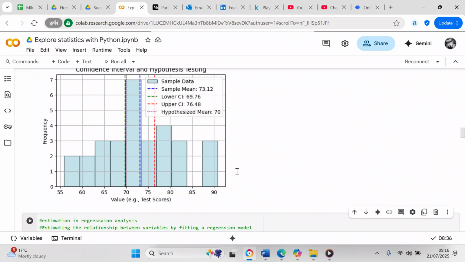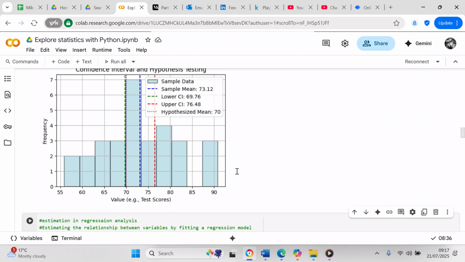So this is the graph that it makes. It says confidence interval and hypothesis testing. You see that the blue bars are your sample data. The sample mean is in blue and it's 73.12. The lower confidence interval is in green and it's 69.76. The upper confidence interval is in red and it's 76.48, and you can see that the hypothesized mean is 70.